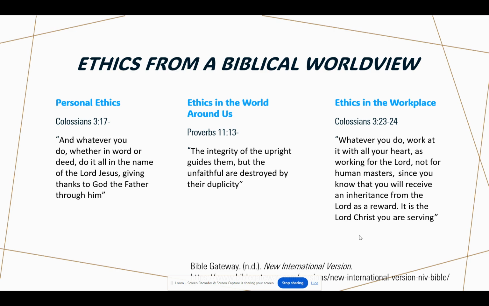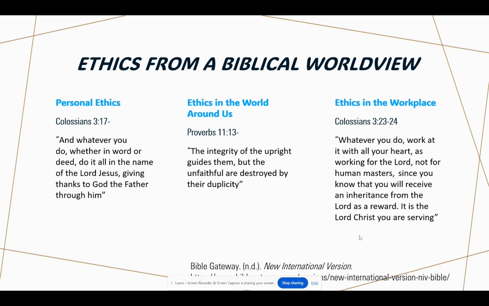As it relates to ethics in the world around us, Proverbs 11:3 states, "The integrity of the upright guides them, but the unfaithful are destroyed by their duplicity." This means don't be that of a wicked man. Don't make bad choices or non-ethical decisions in the world around us. Make sure we do what is upright and what is faithful. Otherwise, we'll be destroyed by duplicity.